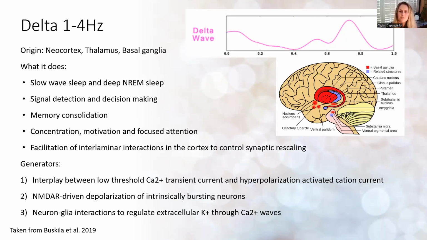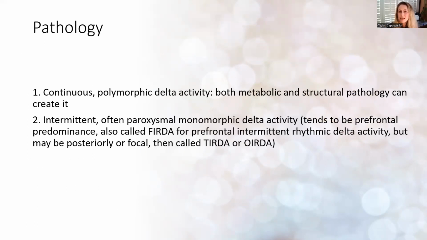And then we have the thalamic-cortically generated, which is if a person is sleeping, it's going to be thalamic-cortically generated. So we're usually not going to see that in our practice. Delta pathology is when it is continuous polymorphic delta activity. Both metabolic and structural pathology can create it. Or if it's intermittent, often paroxysmal monomorphic delta activity, which tends to be prefrontal predominance, also called FIRDA, for prefrontal intermittent rhythmic delta activity, can also be posterior or focal, and then it's called TIRDA or OIRDA.